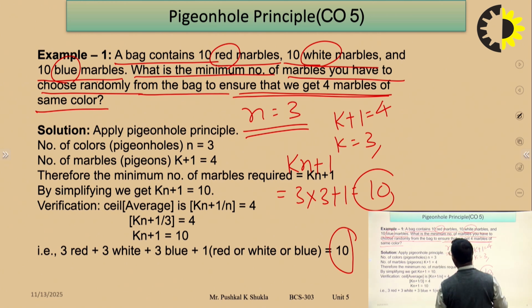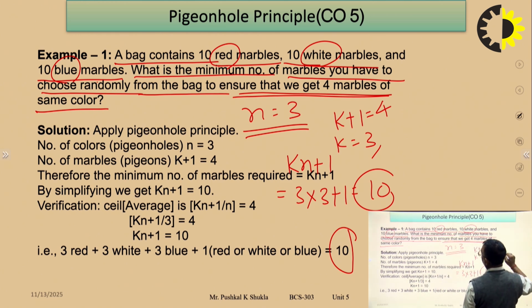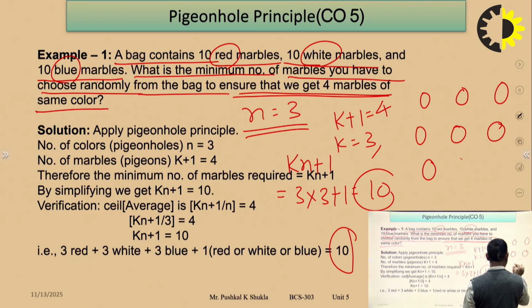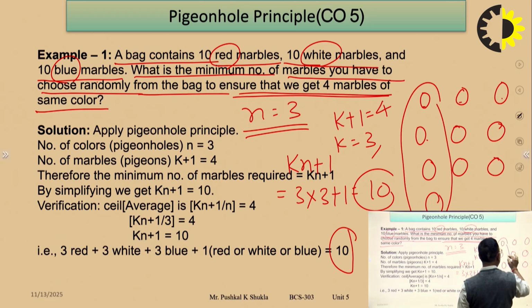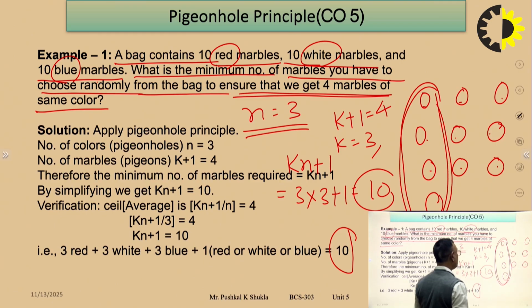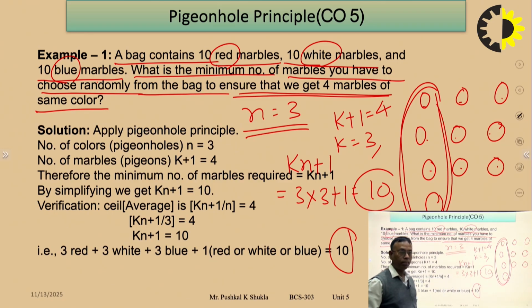Suppose we see red, white and blue, again red, white and blue, red, white and blue, and this is a red. So 1, 2, 3, 4, 5, 6, 7, 8, 9, 10. Out of 10 marbles, 4 marbles are of the same color. This will give a surety. The minimum number of marbles would be 10.